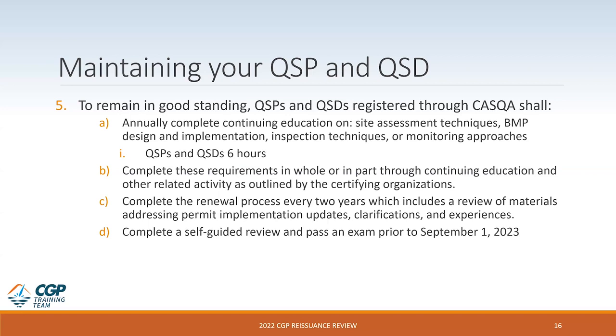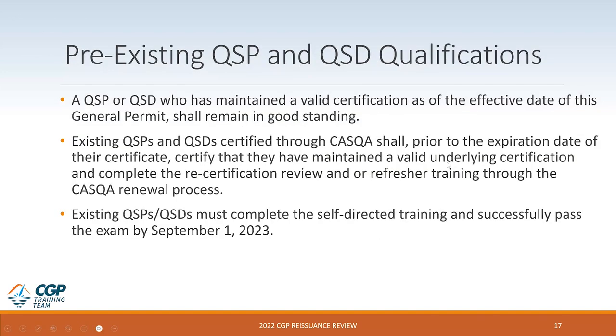They must complete these requirements in whole or part through the continuing education and other related activities as outlined by the certifying organizations. Complete the renewal process every 2 years, which includes a review of materials addressing the permit implementation updates, clarifications, and experiences. And initially, you must complete a self-guided review and pass an exam on the new permit prior to September 1 of 2023.